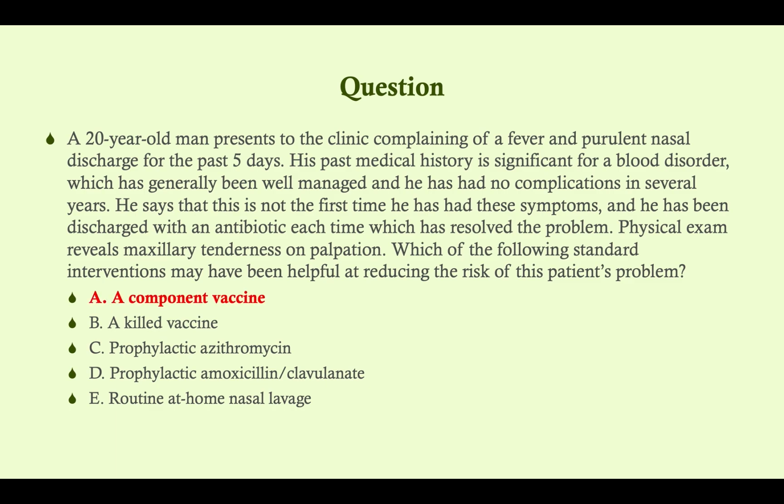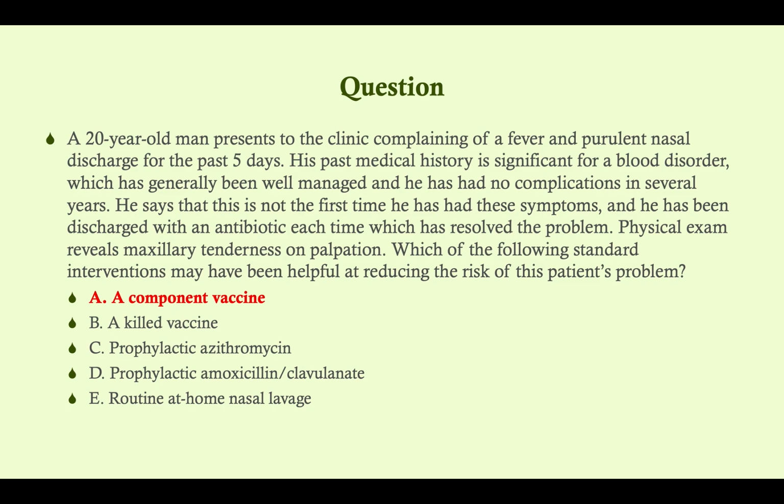And the answer is a component vaccine. So what does this guy have? Well, he's got sinusitis, you know that, because he's got purulent discharge, he's got maxillary tenderness, he could have frontal tenderness if it was frontal sinus, but facial tenderness plus purulent discharge plus a fever equals sinusitis, without a doubt.